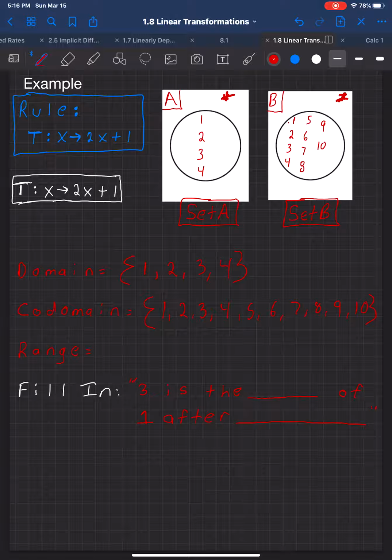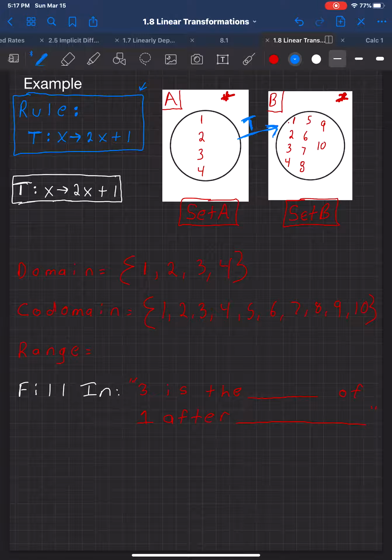But now let's talk about the range. To talk about the range, we're going to have to come back up here and think about how we get from one set to another set. You can't leave set A into set B without some type of mapping. You have to know how to map from one set to the other. The rule here is what tells us how to map. So this is T, the transformation.